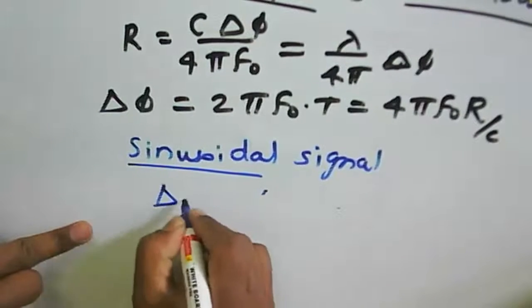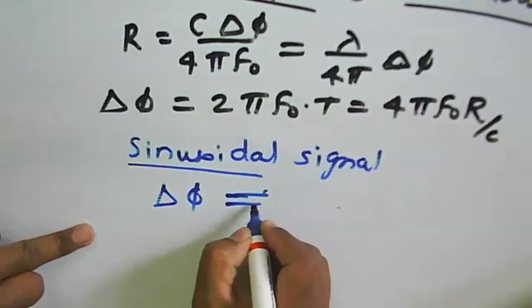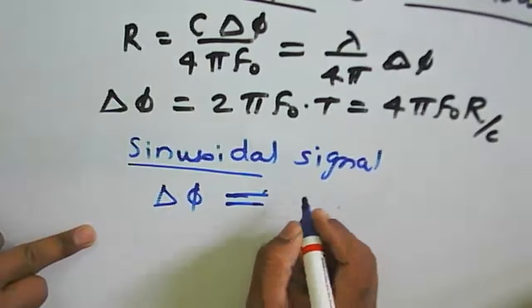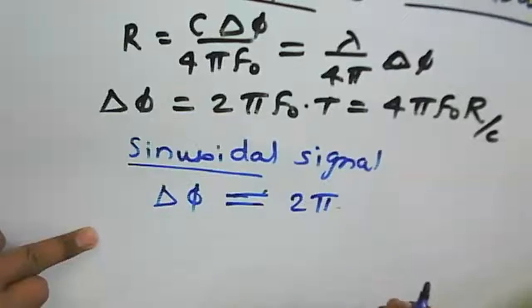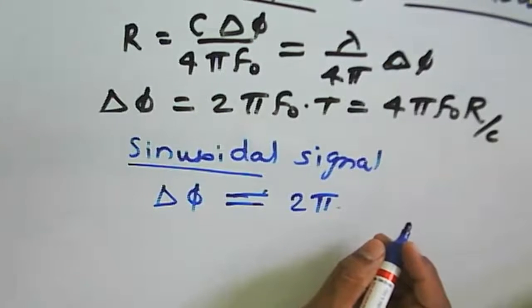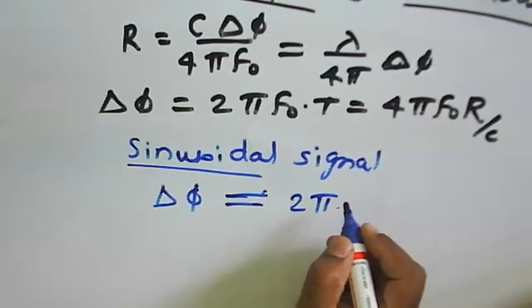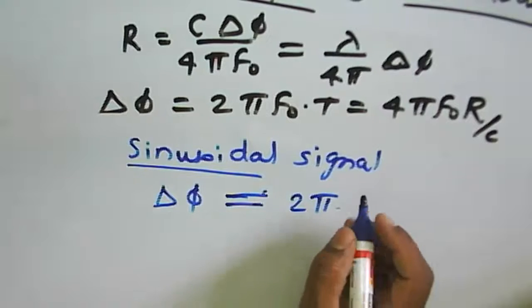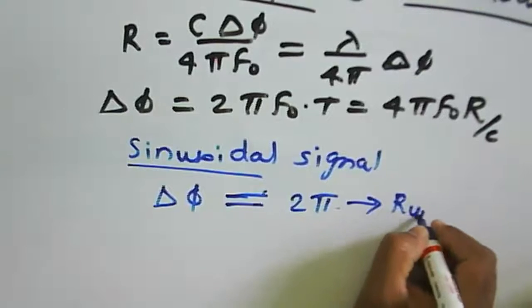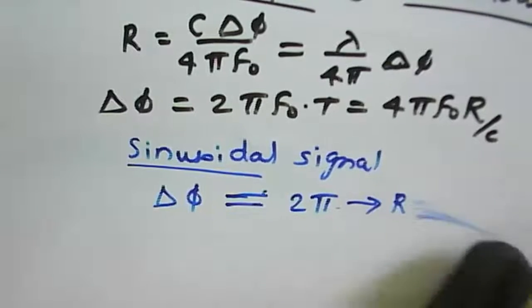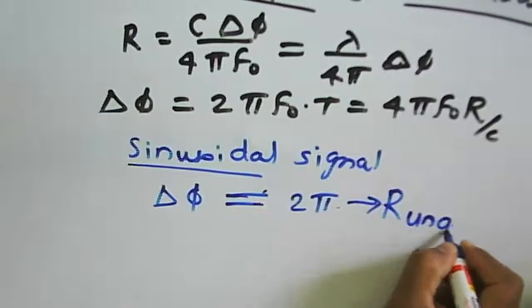So what will be the value of a phase difference that will make the range ambiguous or unambiguous? There are two lines we have. If the phase difference is supposed to be twice pi, then that range will be unambiguous.